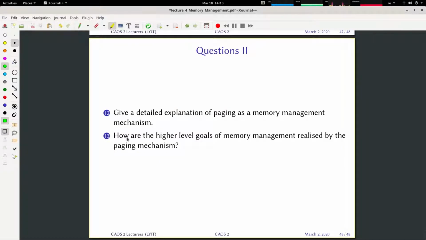Question 12, give a detailed explanation of paging as a memory management technique. The more astute of you will have realised that this is the type of question that you get asked on in the exam. You should certainly review the exam paper from last year, which you'll find in the library. And then the last question, which is how are the higher level goals of memory management realised by the paging mechanism? Well, paging gives you relocatability, gives you isolation, it gives you security and protection. But this last question is probably not something that I would ask, but it should be implicit in your understanding of the paging mechanism.